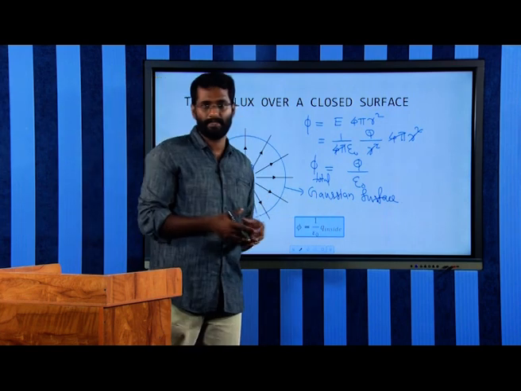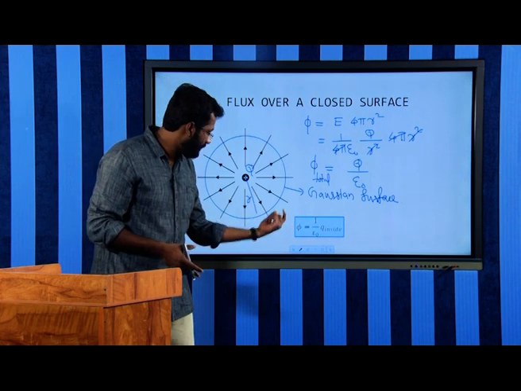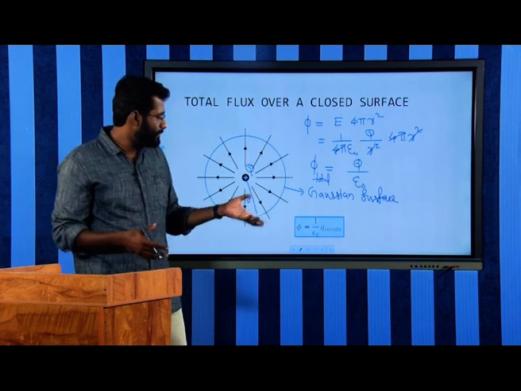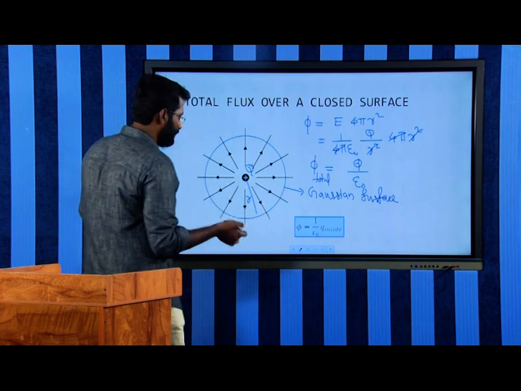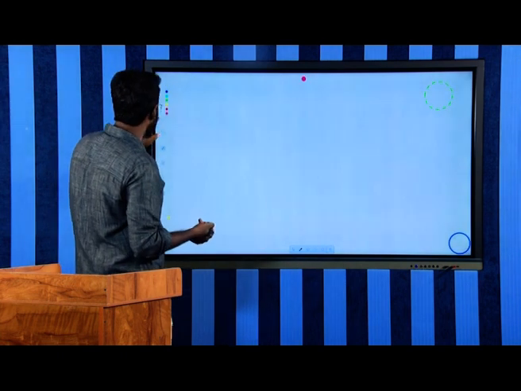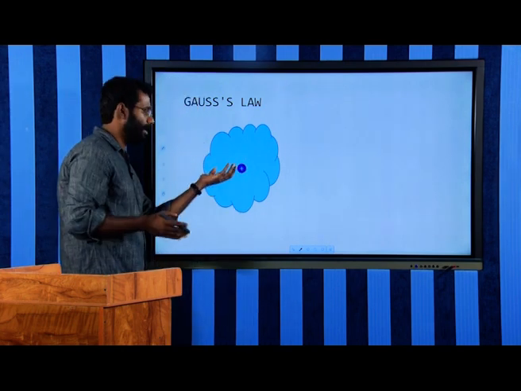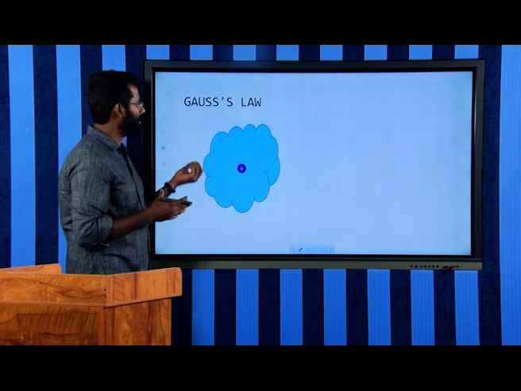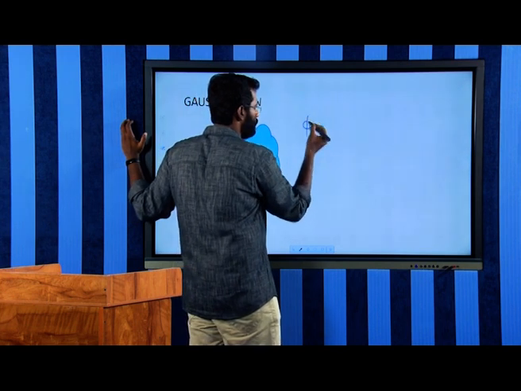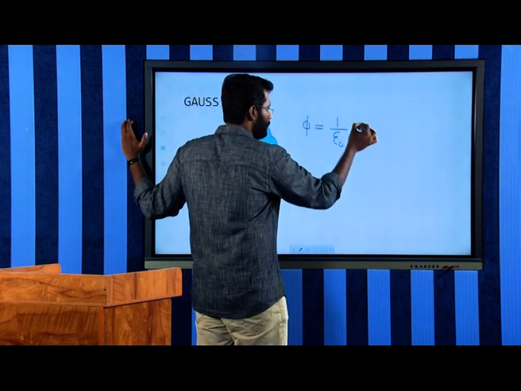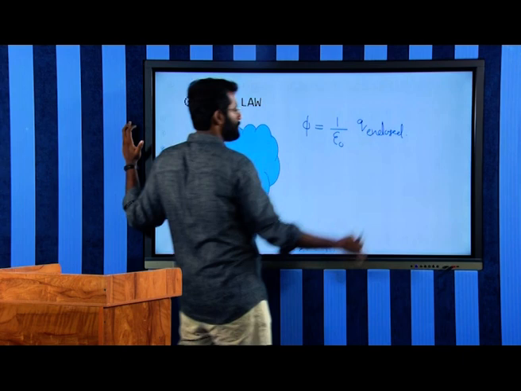So we got this Gaussian surface, and for that we got this relation phi is equal to 1 by epsilon 0 q inside, the charge inside. Let me explain it more, and this is simply Gauss's law. You have a charge here, which can be either positive or negative, whatever it is, and Gauss's law says that this phi, the total flux over the closed surface, is 1 by epsilon 0 times the charge enclosed. Okay.